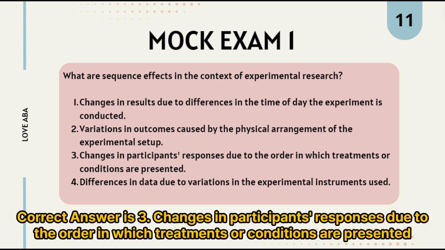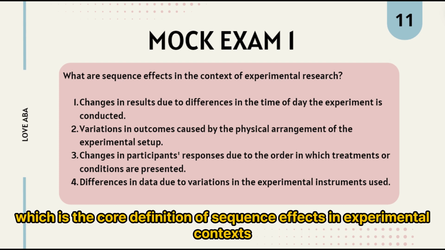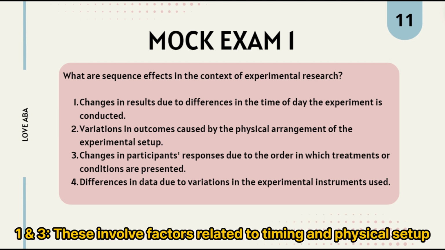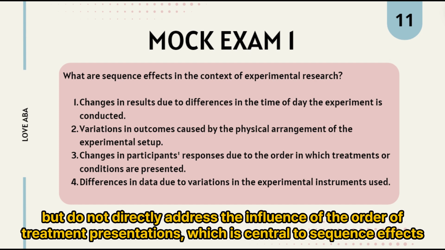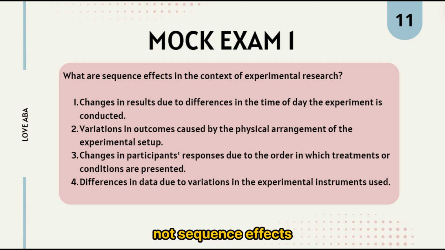Correct answer is 3. Changes in participants' responses due to the order in which treatments or conditions are presented. Sequence effects refer specifically to how the order of presenting treatments affects participant responses, which is the core definition of sequence effects in experimental contexts. 1 and 3, these involve factors related to timing and physical setup, but do not directly address the influence of the order of treatment presentations, which is central to sequence effects. 4. Variability due to experimental instruments deals with measurement errors or instrument variability, not sequence effects.